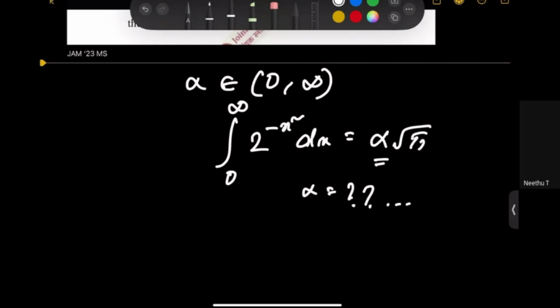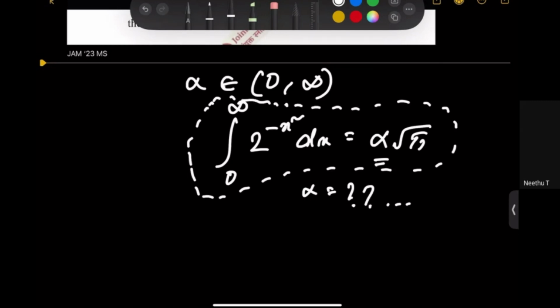Now, any hunch about how you would like to approach this problem, guys? Please speak out. How should we try this problem? Can you tell me?